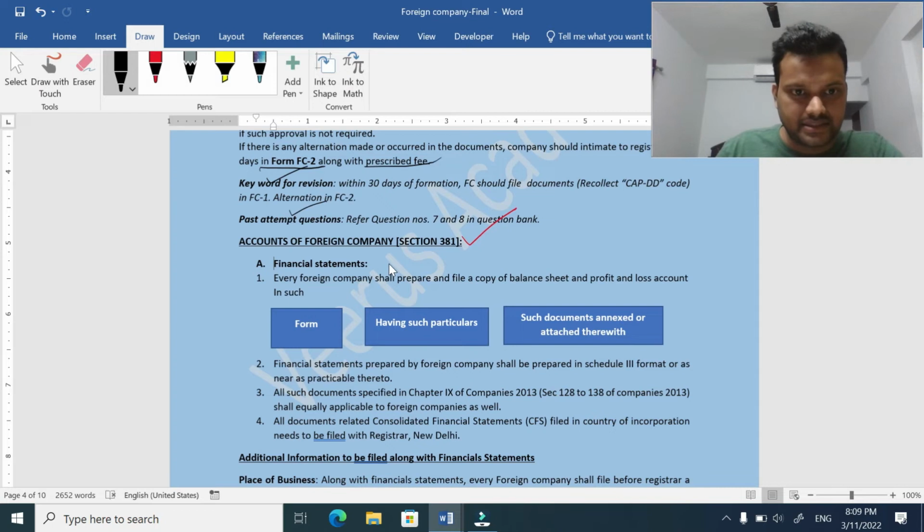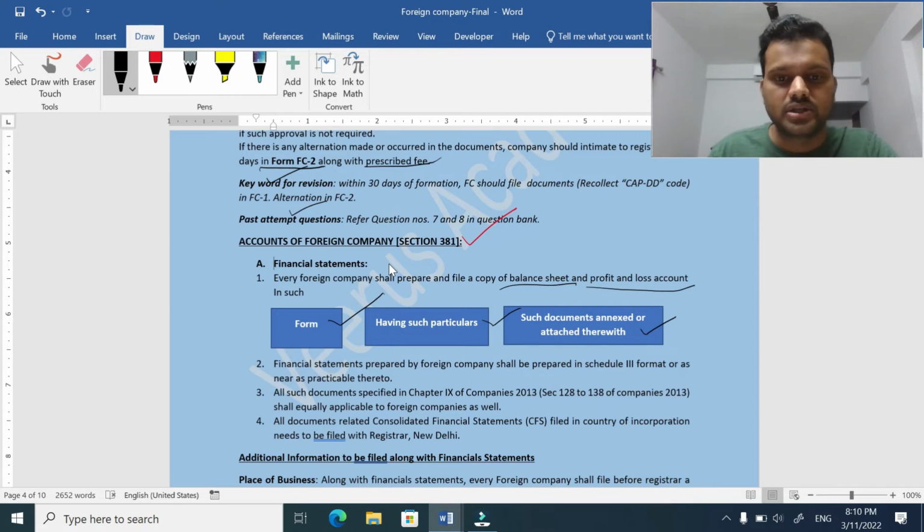Now we'll read the section. Financial statements. Every foreign company shall prepare and file a balance sheet and profit and loss statement, in such form, having such particulars, and such documents annexed therewith. I will ask you a question here. What is the form and particulars an Indian company needs to file with the ROC? Schedule 3. Similarly, a foreign company also needs to follow Schedule 3.